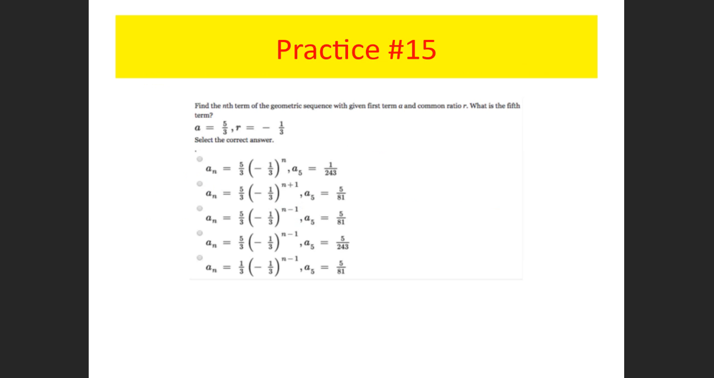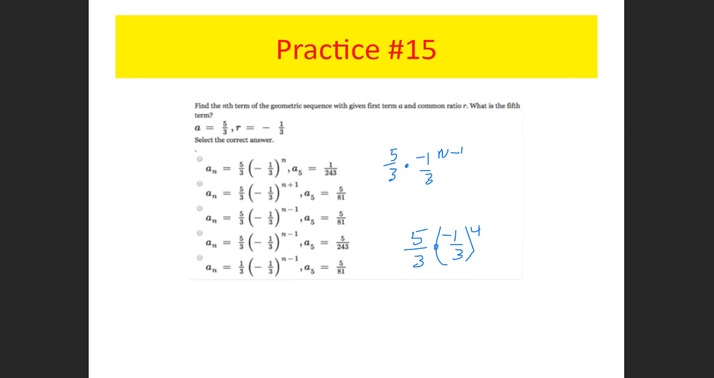Okay, here it says find the nth term of the geometric sequence with the given first term and the common ratio. What is the fifth term? Well, if I wanted to write an equation here, I could go 5/3 times -1/3 to the n minus 1 power. It wants the fifth term, so if I put 5 in here, I've got 5/3 times -1/3 to the 5 minus 1, which is 4. So I have to do -1/3 to the 4th power first.